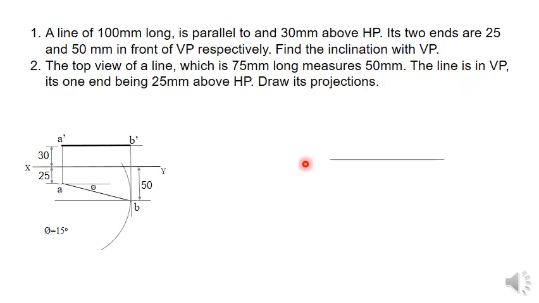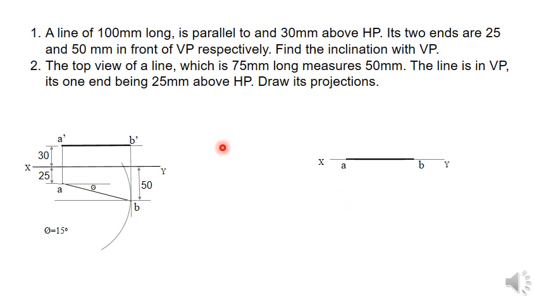So what you have to do? First step, draw the XY line. Now since this line is in VP, the top view will come on the XY line only. So on the XY line, the top view will come, and the length of the top view is already given, 50 mm. So on the XY line, draw a line of length 50 mm and mark these 2 points as A and B.